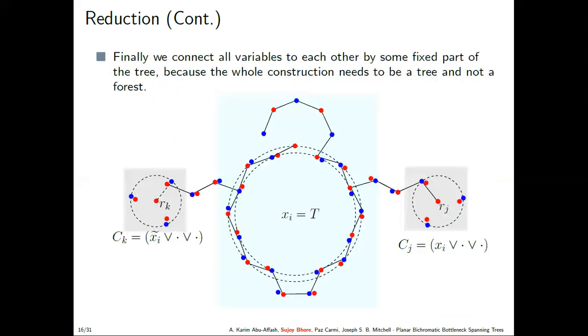Finally, we connect all the variables to each other by some fixed part of the tree, because this entire construction needs to be a tree and not just a forest. But this can be easily made because this type of chains can be created, and this does not increase the bottleneck, and we do not care about paying the same length again and again.